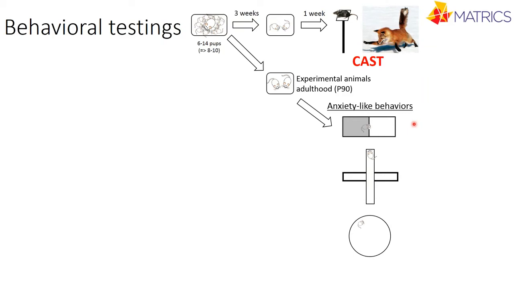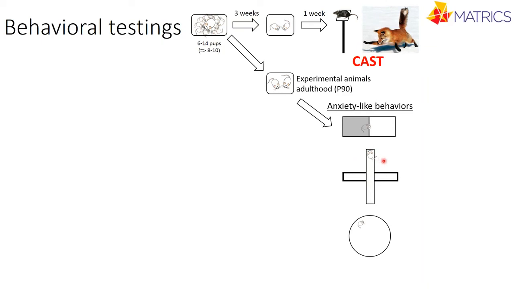For example, anxiety-like behaviors. For this, we use the natural propensity of the rats to be scared of light and open fields. For example, here in the light-dark box, the rats will be more comfortable in a dark environment than in a light environment. In an elevated plus maze, two arms are closed, meaning that rats will spend most of the time in the closed arms and will sometimes enter the open arms.